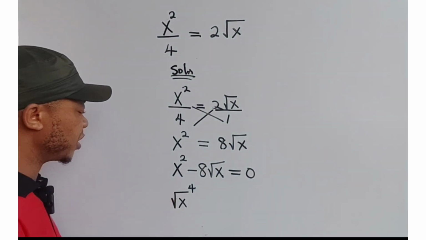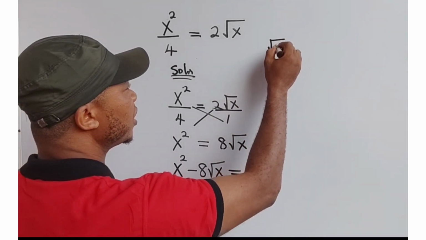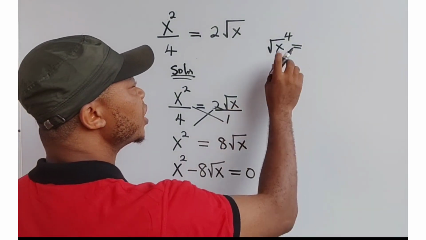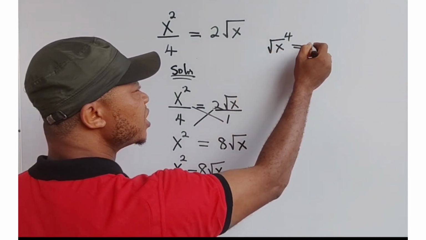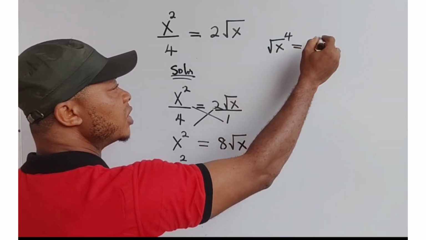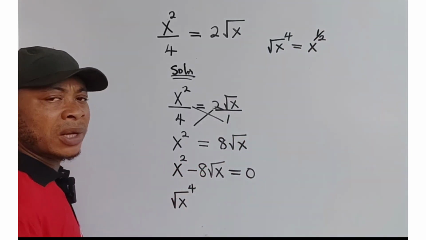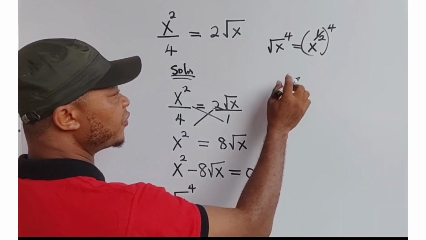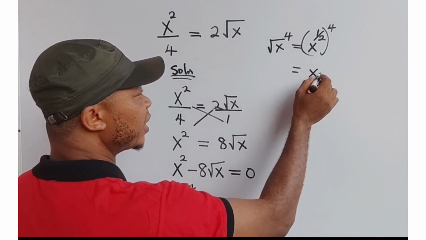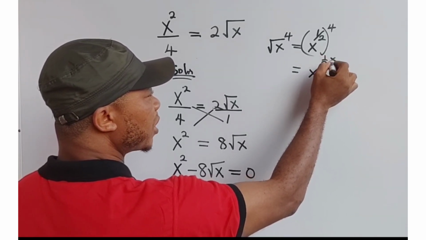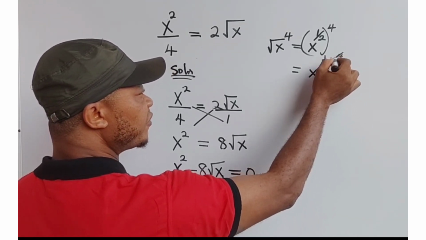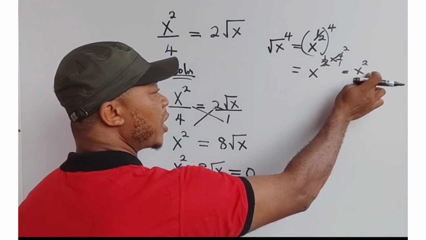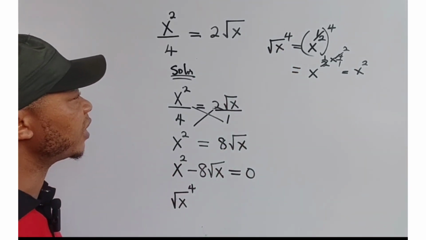Let me show you how I got this. If you have root x raised to power 4, and someone says you should simplify this, what you need to do is to remove this square root and express it in index form. If you want to express square root in index form, it is power 1 over 2. Then we have power 4 already, so you raise it to power 4. Then this will be x raised to power 1 over 2 multiplied by 4 over 1. So that 2 will divide 4 to give you 2. And the answer becomes x raised to power 2. That is why x raised to power 2 is the same thing as root x raised to power 4.